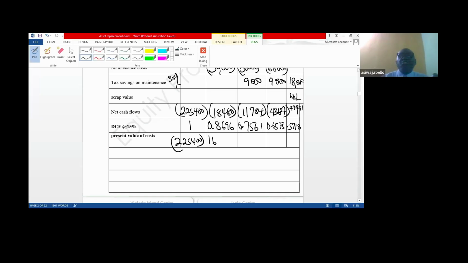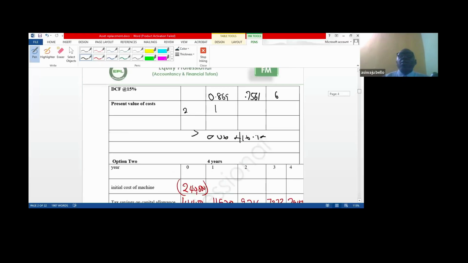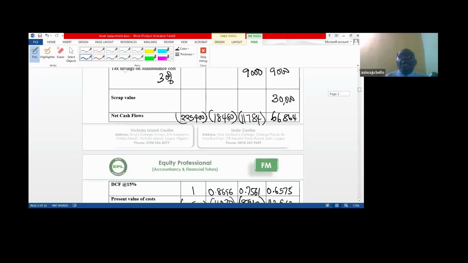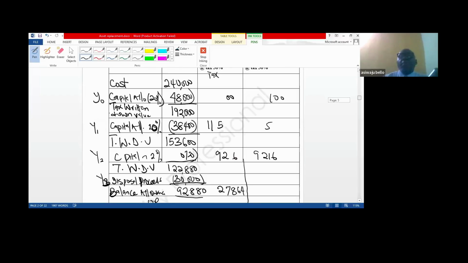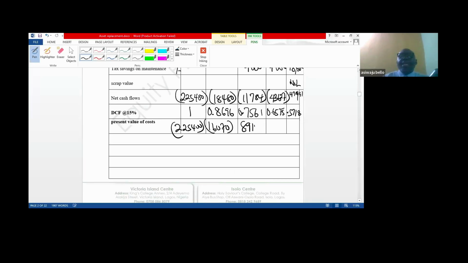Our present value: 225,400 negative, 16,070 negative. So it gives me 8,910 negative. Oh, don't run too much. 8,910 negative. 43,627 multiplied by 0.6575. That will give me negative 28,685. The last one, 0.5718 multiplied by 47,491, 27,155.